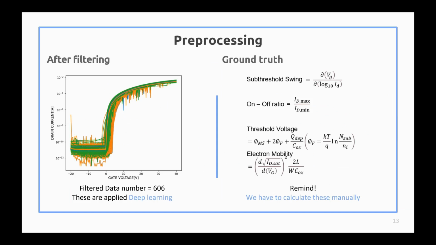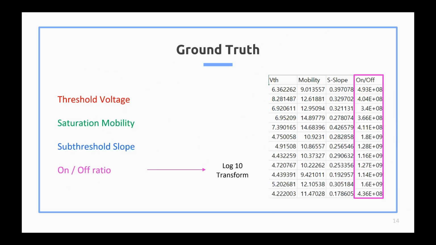The ground truth was obtained by writing and calculating the following formula through Python. Ground truth data was obtained as shown in the picture on the right. Among these, it can be seen that the scale of the on-off ratio is very large. If the learning is conducted by setting it as the target value, there is a problem where the large differences between the values result in abnormal learning outcomes. Therefore, the log-transformed value was used as the target.